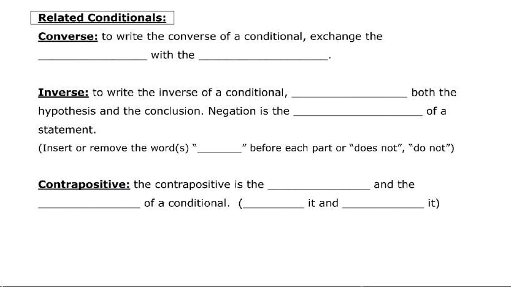Alright, for these different types of conditional statements, put a big star next to these. You need to know the difference between the converse, inverse, and contrapositive, and those are the ones that you're most likely going to get mixed up. So first, the converse: to write the converse of a conditional, we need to exchange the hypothesis with the conclusion. So we're switching, or you can call it kind of flipping, the order of your sentence.